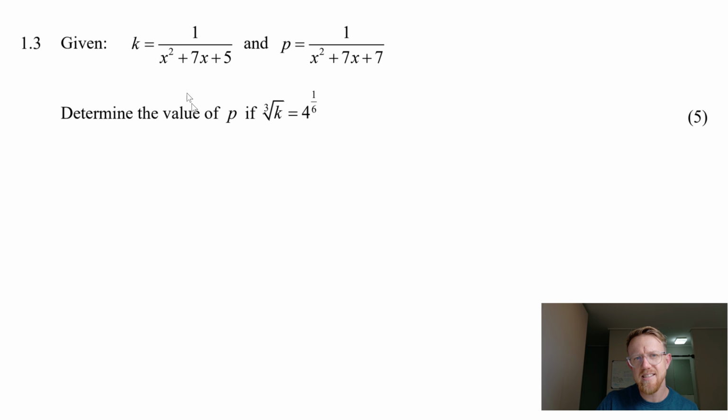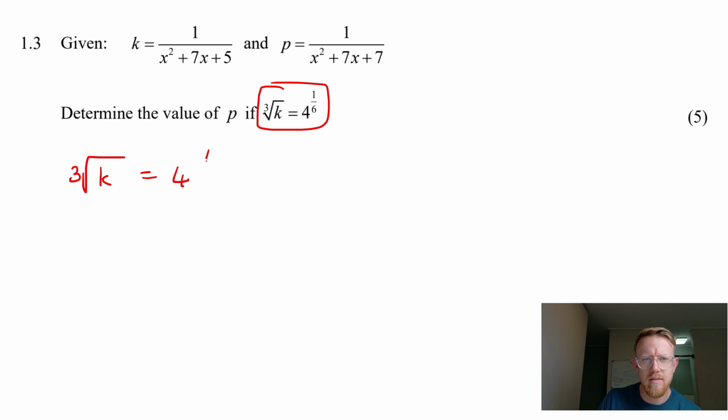Given that k is equal to that expression and p is equal to that expression, determine the value of p if this. Okay, so when I read that, I honestly have no idea what is actually going to happen, but let's just start. Determine the value of p if that. Let's use this to help us find k. Now, we've currently got that over there.